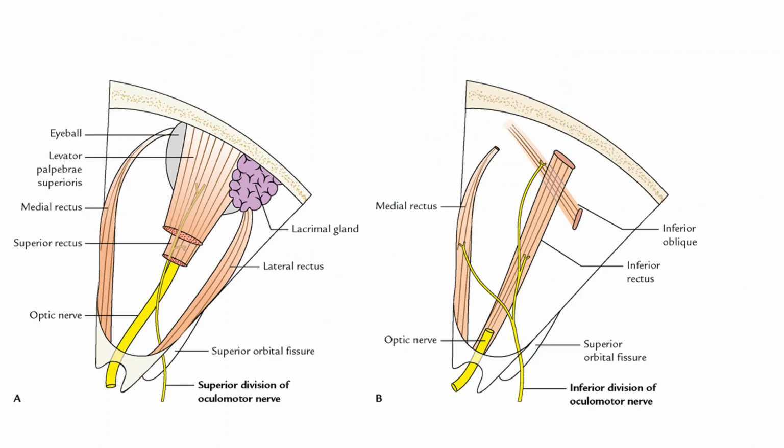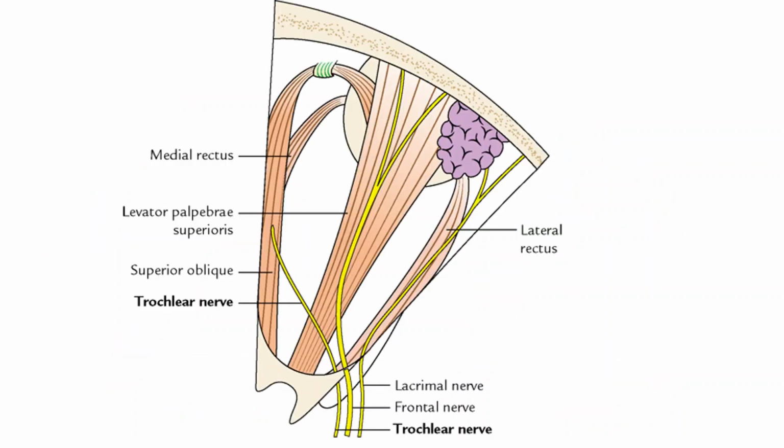This is again the superior view, the diagrammatic view, where we can make out the superior division of the oculomotor nerve supplying the superior rectus as well as the levator palpebrae superioris muscle. This is the deeper dissected diagrammatic view, where we can make out the inferior division of the oculomotor nerve supplying the medial rectus along with the inferior oblique and the inferior rectus over here. Here we can make out the trochlear nerve supplying the superior oblique muscle.